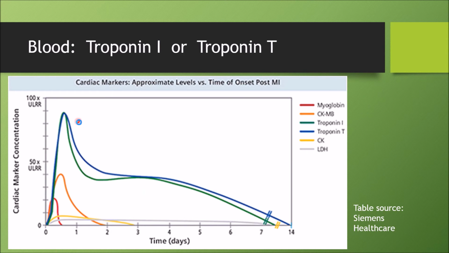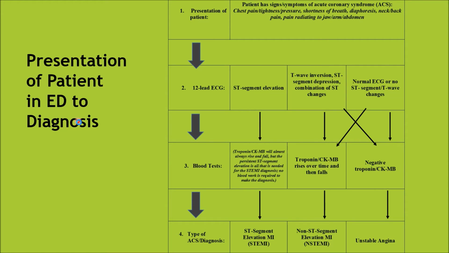So we're going to look at blood work as well when we evaluate this acute coronary syndrome. So this is going to be kind of the algorithm to take you through diagnosing a patient with what kind of ACS they have. So patient comes in here at the top. That's number one. They have symptoms, chest pain, tightness, pressure, and so forth. What we're going to do, like I said, we're going to get a 12-lead ECG and blood tests.